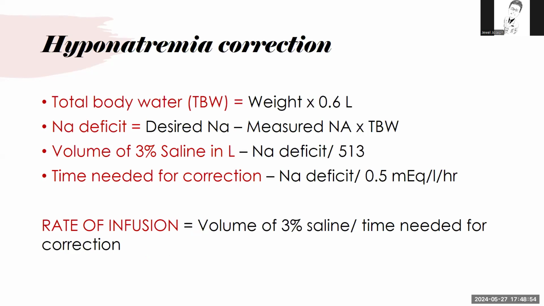So for hyponatremia correction, there is a formula. Basically you find out the total body water, then you find out the sodium deficit, and you find out the volume of 3% saline in liters, and then you calculate the time needed for correction. This is just a formula that you would already know. So rate of infusion would be volume of 3% saline divided by time needed for correction. Next slide, please.